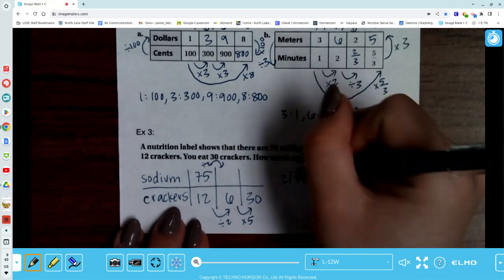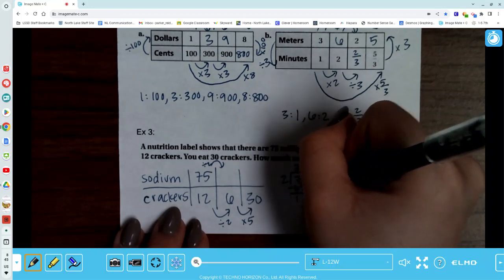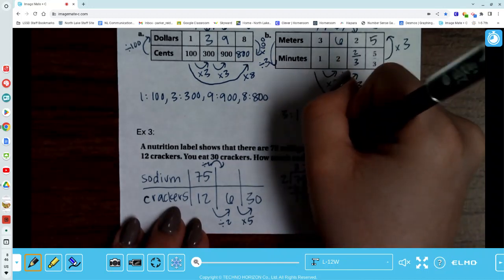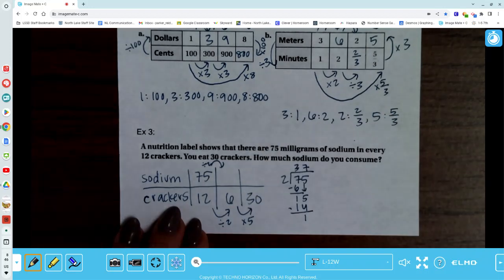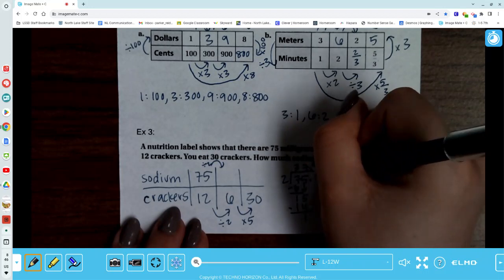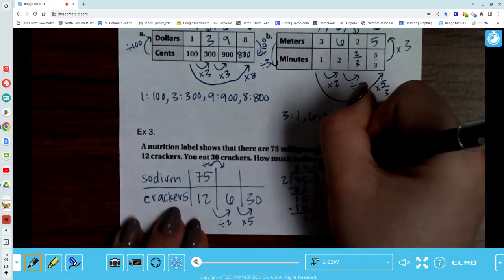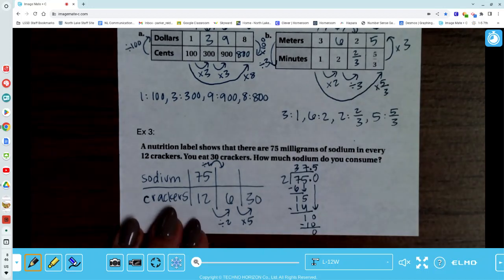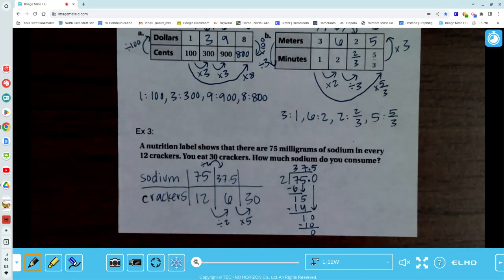Two fits into 7 3 times, which is 6. And then when I subtract, I get 1, and I brought down the 5. 2 fits into 15 7 times, which is 14. And then I got a remainder, so I'm going to put a decimal and a 0 so that I can divide one more time, because I will be able to fit 2 into 10 5 times. So that means the next number, when there are 6 crackers, there are 37.5 milligrams of sodium.